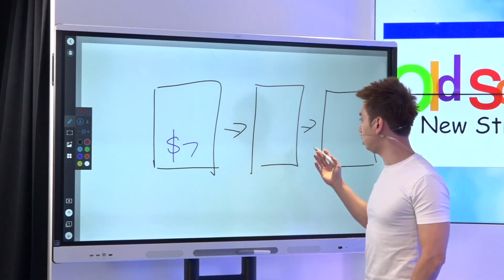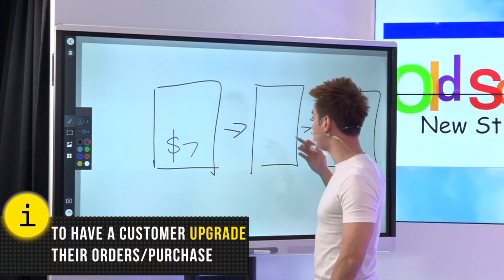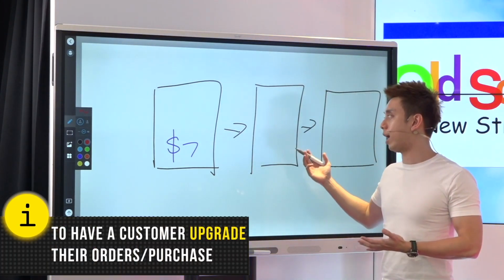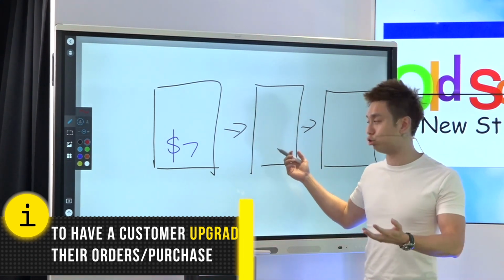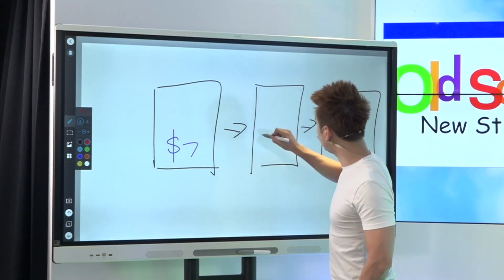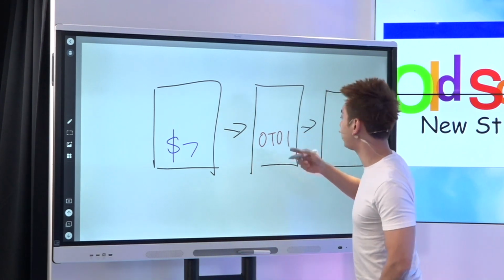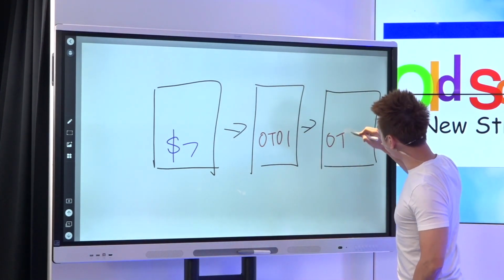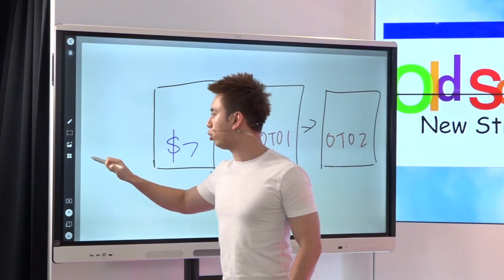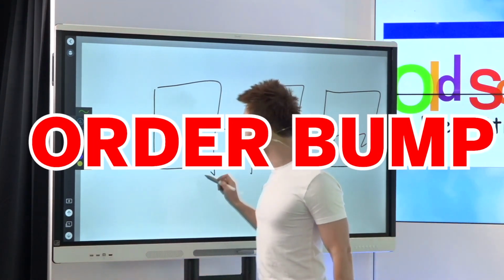Now, what is the upsell? If you're new to this, it's just kind of like going to McDonald's where the staff is trained to ask you, would you like fries with that? Would you like to supersize it, right? So an upsell is sometimes known as a one-time offer 1, one-time offer 2. And then after that, I also have this thing called an order bump, okay?